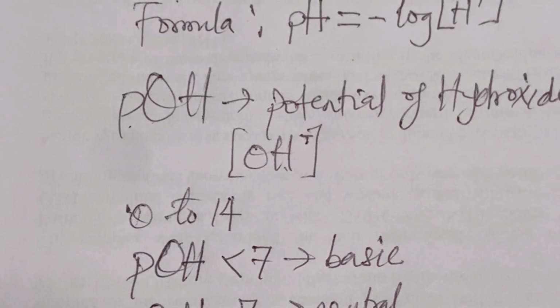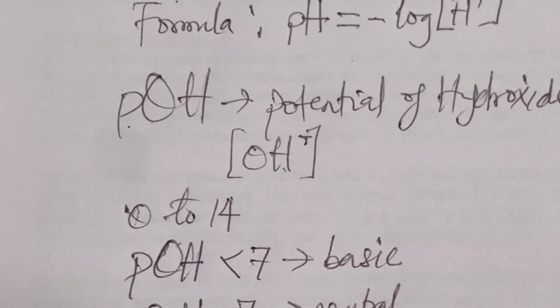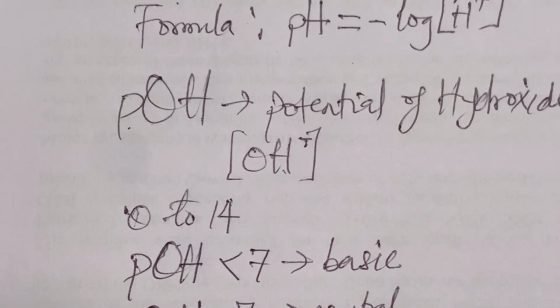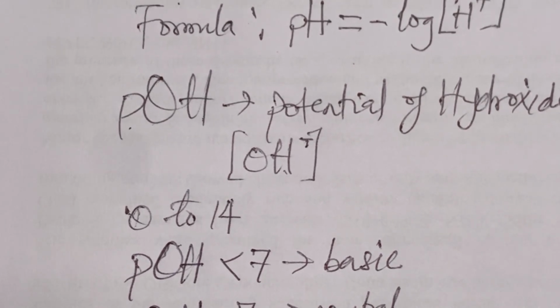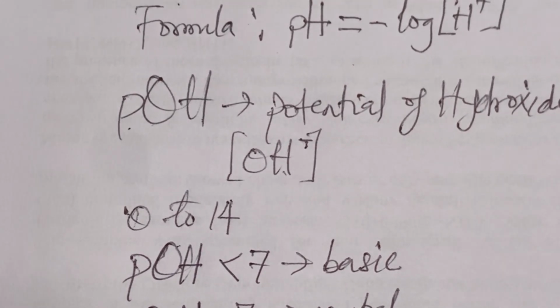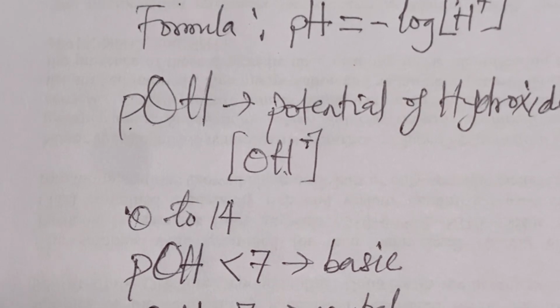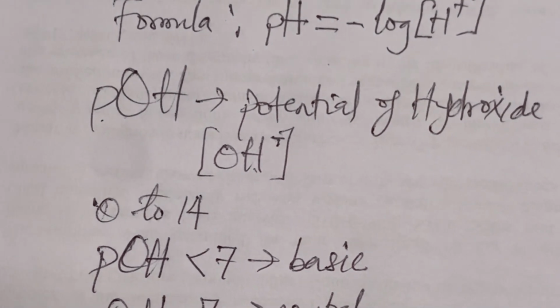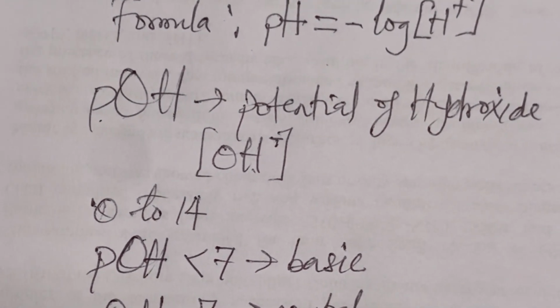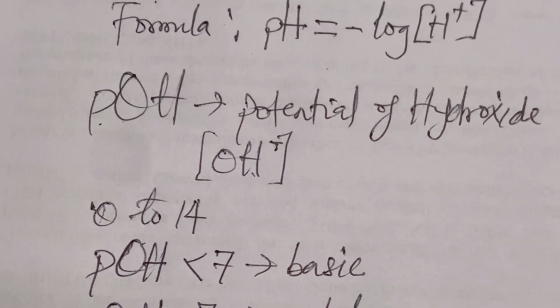Then the formula for this one: pOH equals negative log of OH, just like this. That is the formula we get. I hope you are grasping what I am teaching you. Don't take this thing for play.